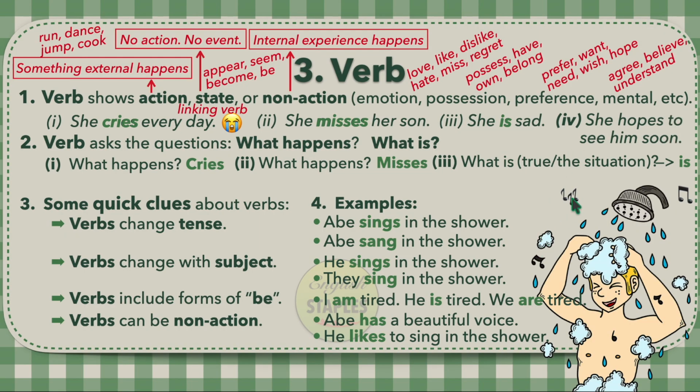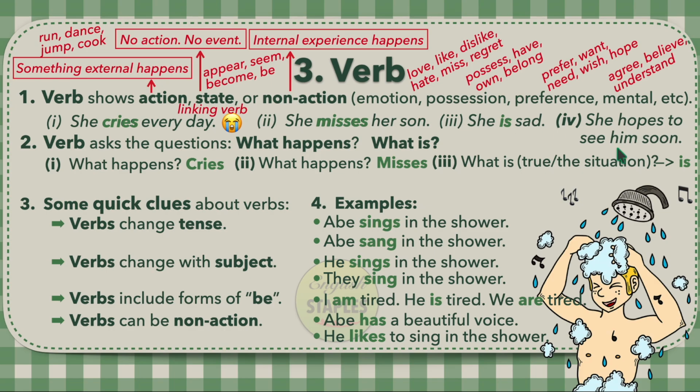Let's look at one more sentence. She hopes to see him soon. So in this one, what are we going to ask here? Is there an action? Is there something external happening here? Is there no action? Or is there an internal experience happening here? She hopes to see him soon. Well, there is no action. There's no event. There's nothing external happening here. She's having an internal experience.